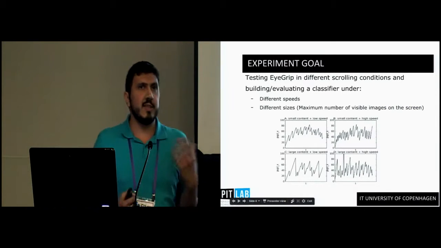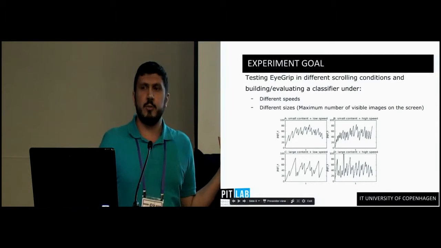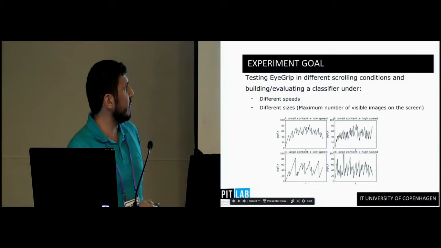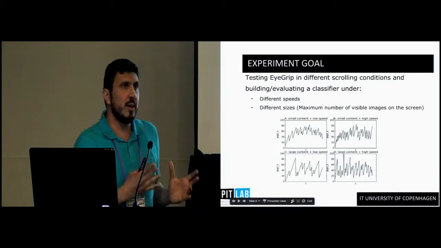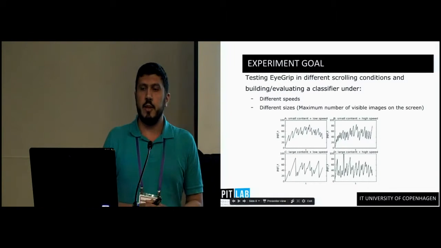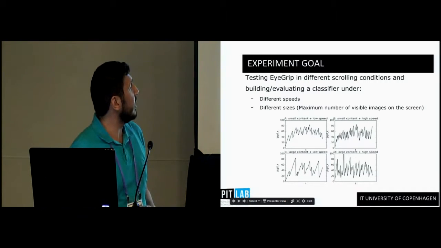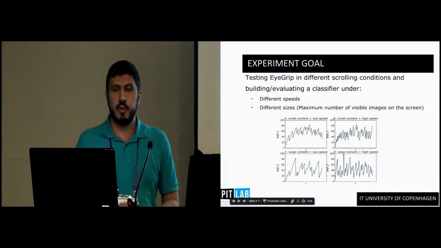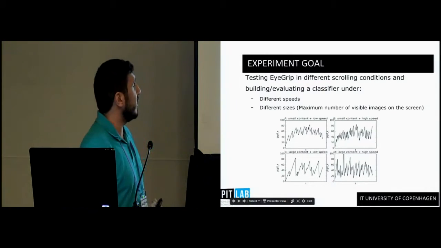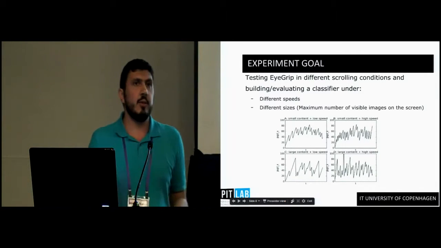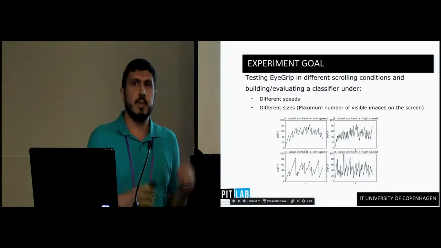But of course, these signals are not always as clear as the graph that we saw earlier. So these are examples of how this graph could look. So it's not always obvious where these peaks are. So the authors carried out an experiment in order to test the system, EyeGrip, against several scrolling conditions, and also to build and evaluate a classifier that can detect these peaks.